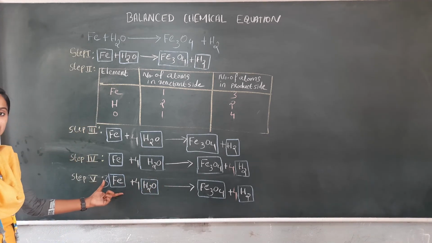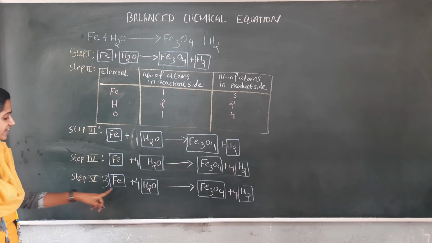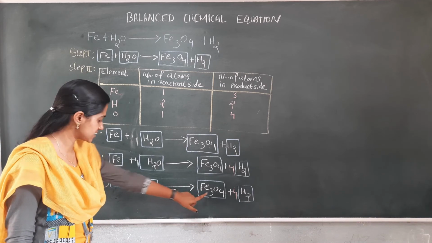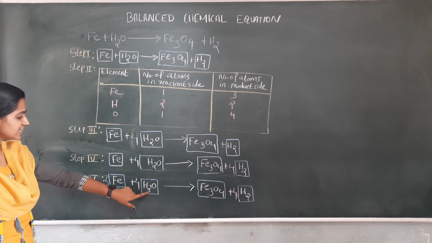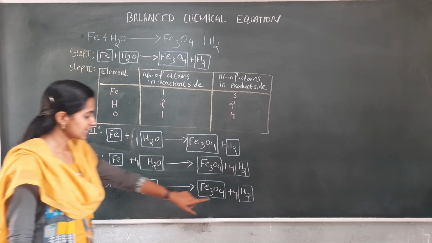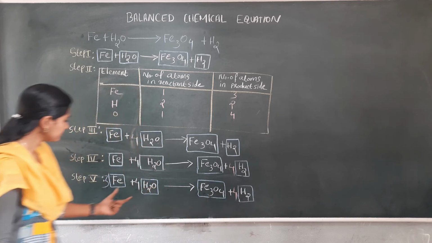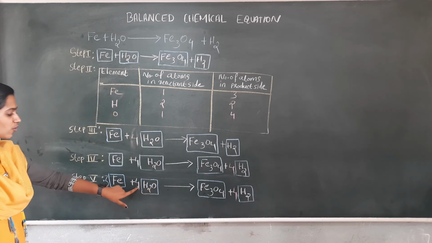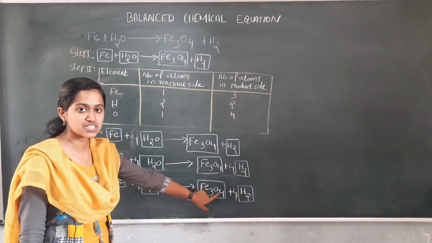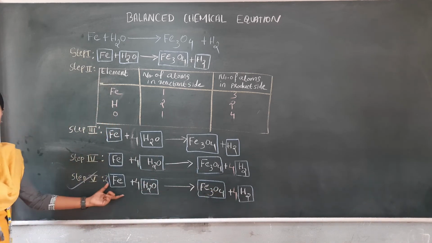Now we can check whether this equation is balanced or not. On the right hand side 3 iron atoms are present, here also 3 iron atoms are present. Then in the case of hydrogen, here 8 hydrogen atoms are present on the reactant side, and here on the product side 8 hydrogen atoms are present. Similarly, in the case of oxygen, 4 oxygen atoms are present on the reactant side and here also 4 oxygen atoms are present. So now this is a balanced equation.